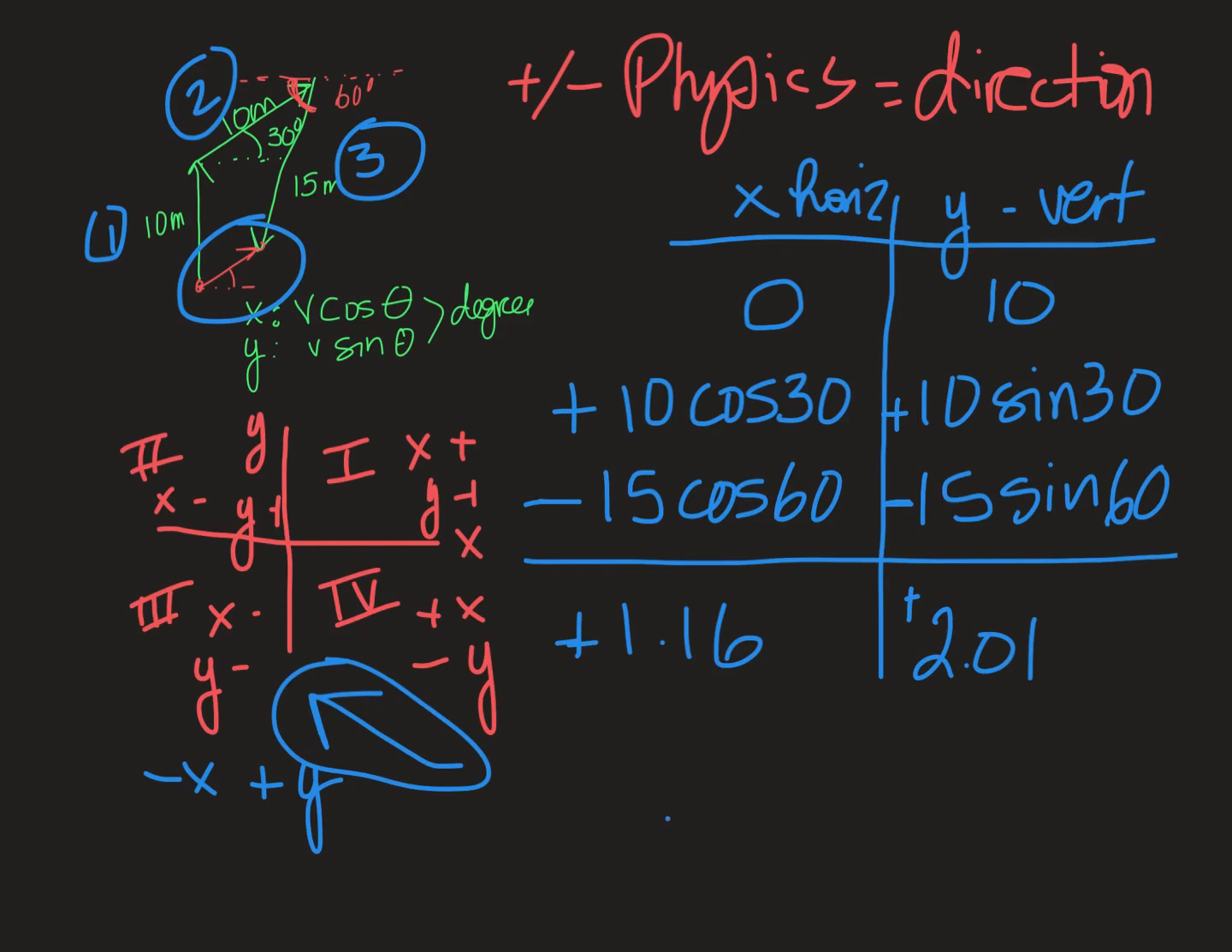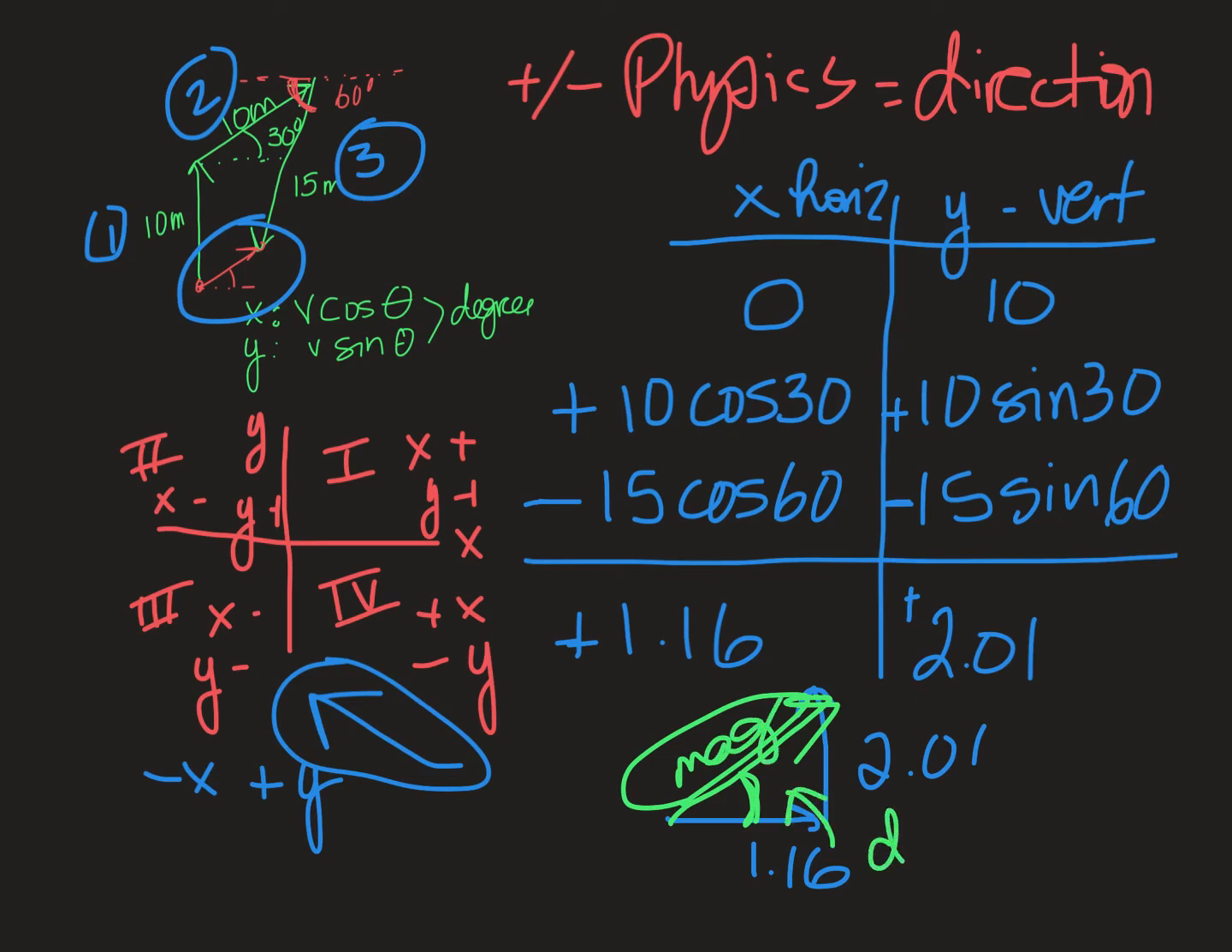So what we have is it's going 1.16 to the right, and we have 2.01 up. And then our resultant is going to be here, and that matches our drawing here. So we need to find this value and that angle, because vectors have magnitude, this is our magnitude, and direction. The angle is our direction.